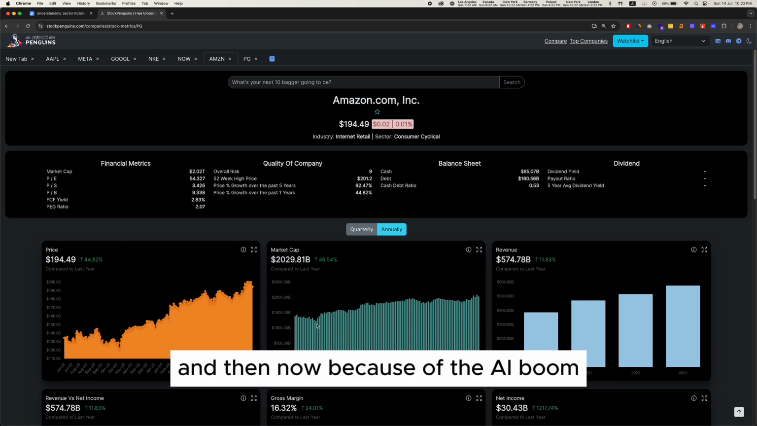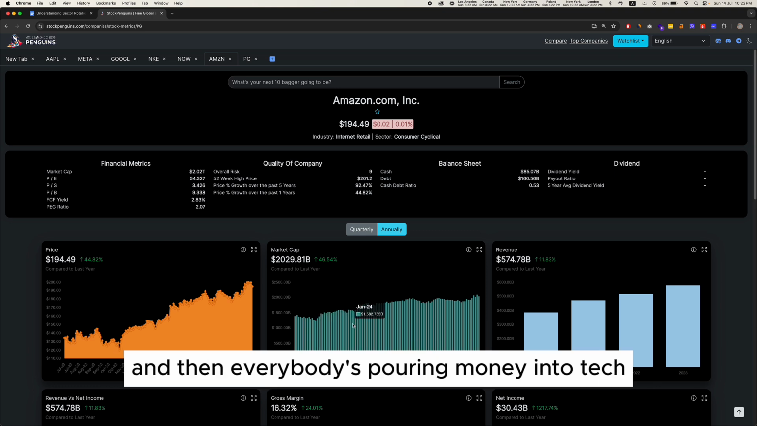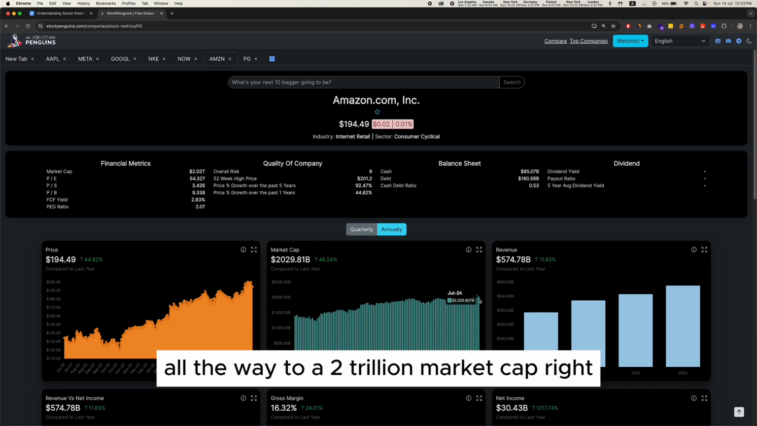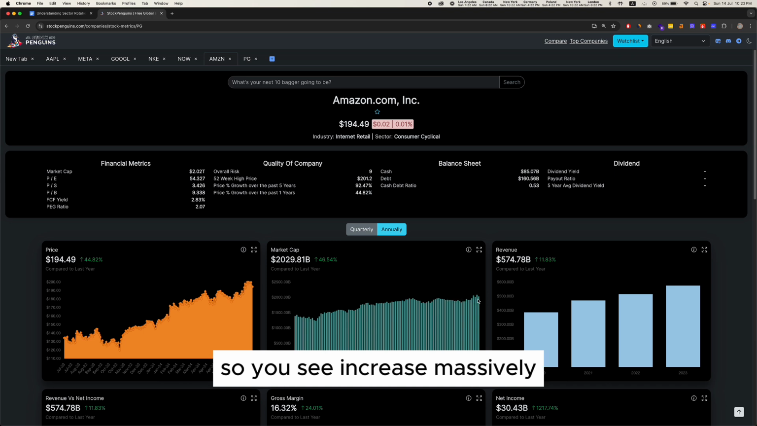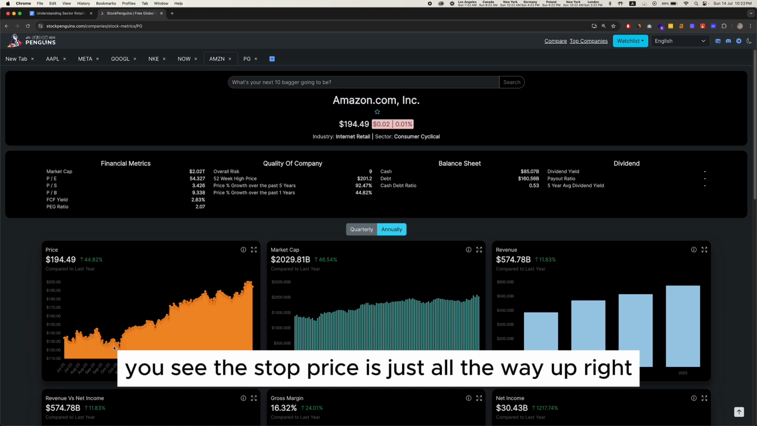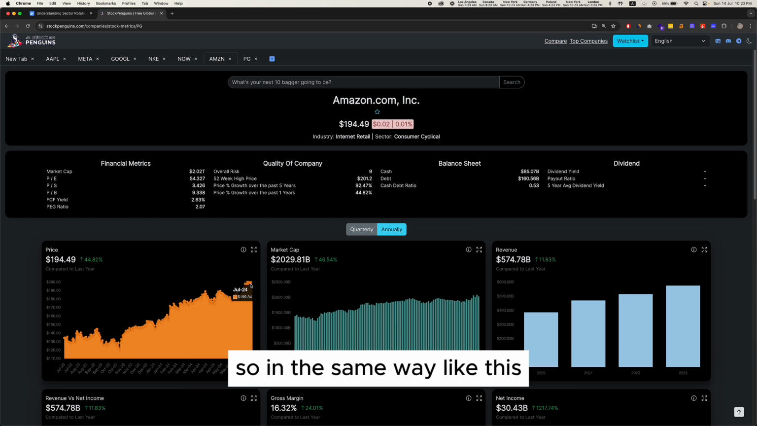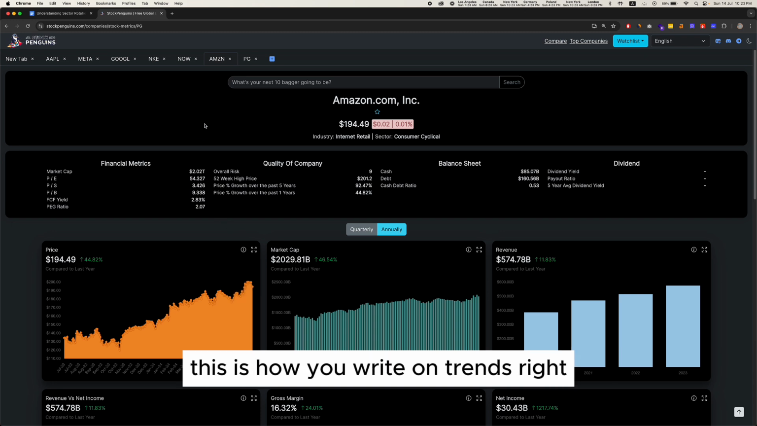And then now, because of the AI boom, and everybody's pouring money into tech, you can see the entire market cap of the business went from 1.2 trillion all the way to a 2 trillion market cap, right? So it basically increased massively. You can see the stock price is just all the way up, right? It's going from 121 to 200, basically, right? So in the same way, this is how you ride on trends, right?